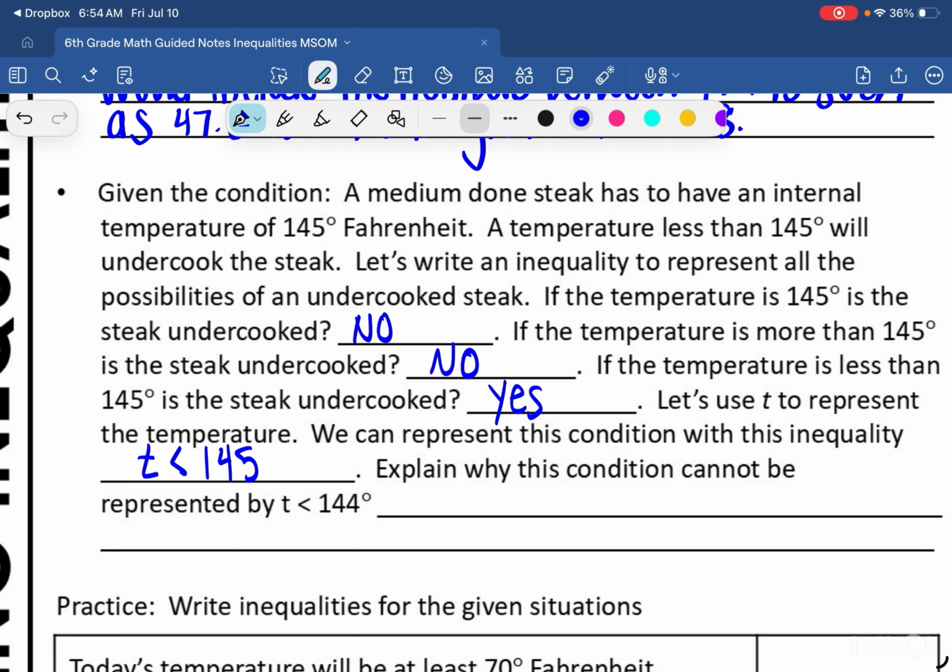Explain why this condition cannot be represented by T is less than 144. T is less than 144 excludes the numbers between 144 and 145, such as 144.5, which is also less than 145.